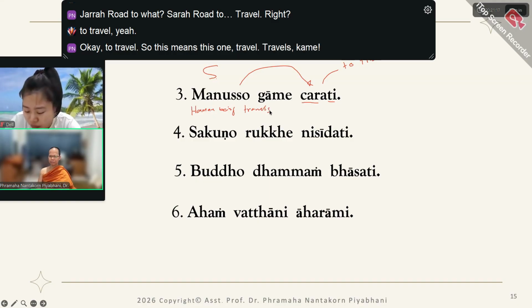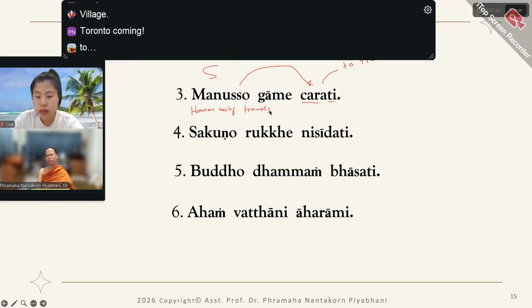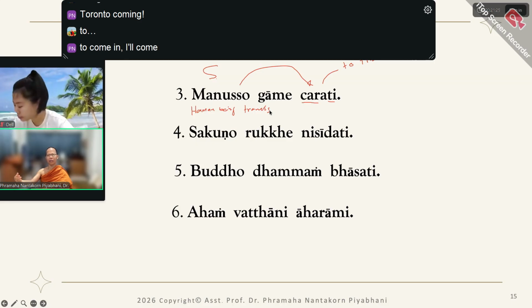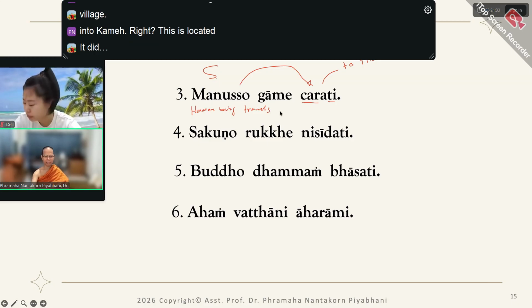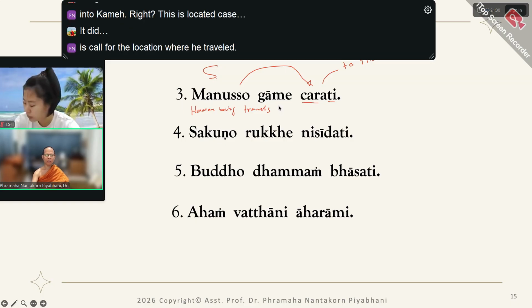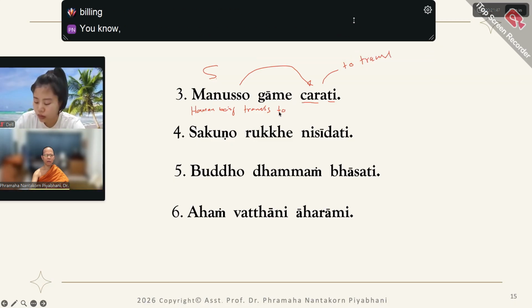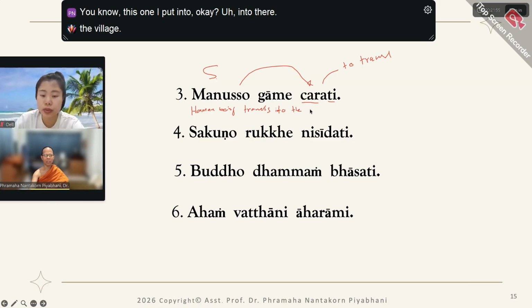Travels, kame. Village. To kame, of kame, on kame, into kame, village. This is the locative case, called for the location where he traveled. Travel to or into, okay? Travel to the village. This one I put into, okay? Into the village.